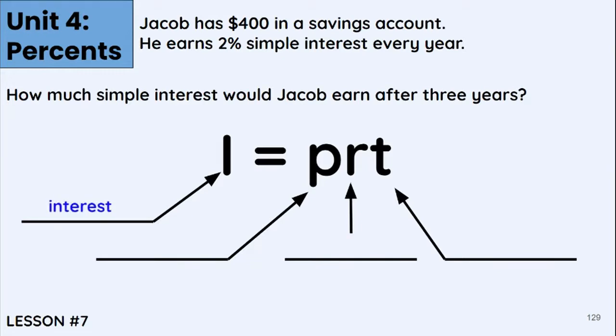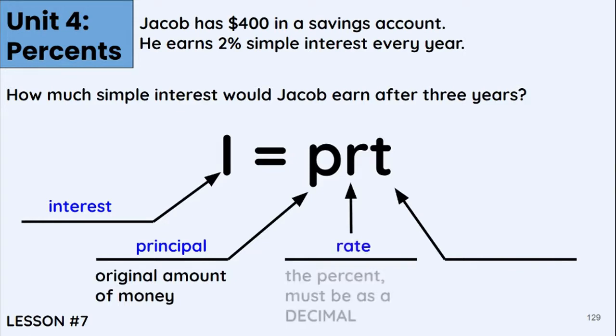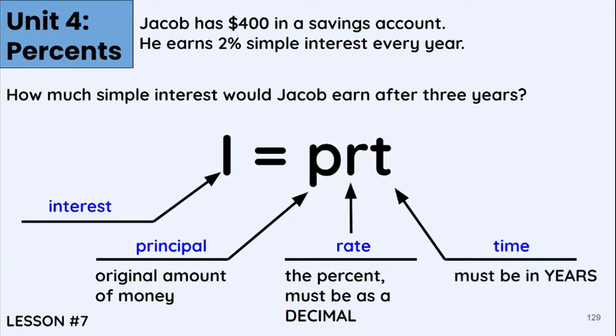The I stands for the interest, the simple interest that he would earn. The P stands for the principal. Principal means the original amount of money that Jacob starts with. The letter R stands for the rate, which is the percent. So he earns 2% simple interest. That is the rate, 2%. But we have to write that as a decimal. So we would write it as 0.02. And T stands for time, which has to be measured in years.